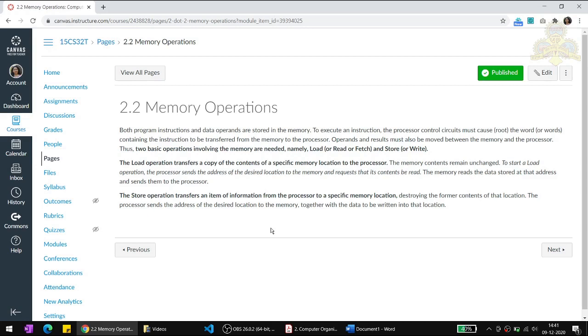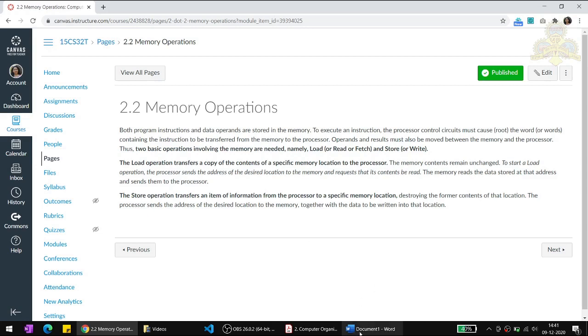The processor again sends the address of the location to the memory via MAR. Then a write signal is initiated. That means whatever value is calculated, or whatever you want to transfer from the processor to a memory location, we use the store operation. We have to understand here that the store operation destroys the former contents of the memory location.